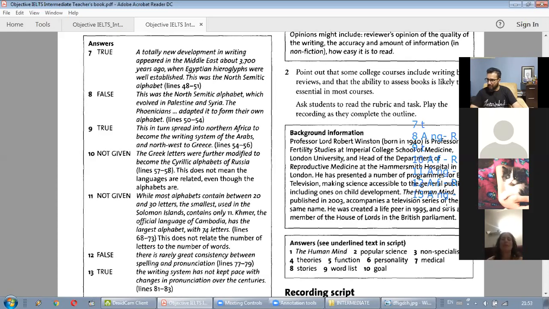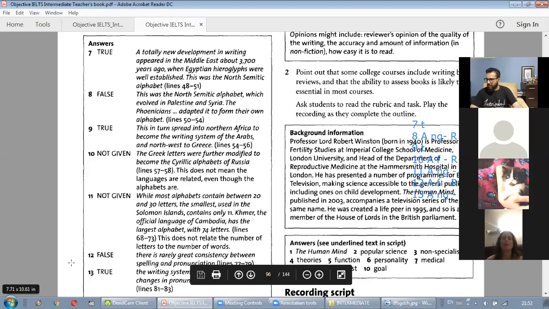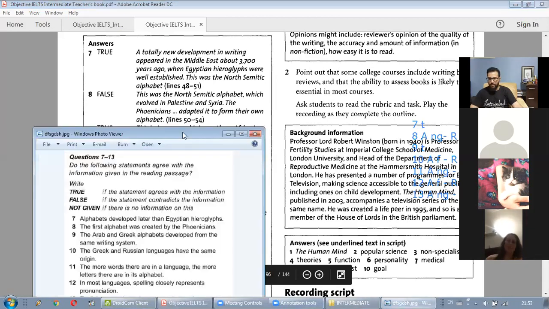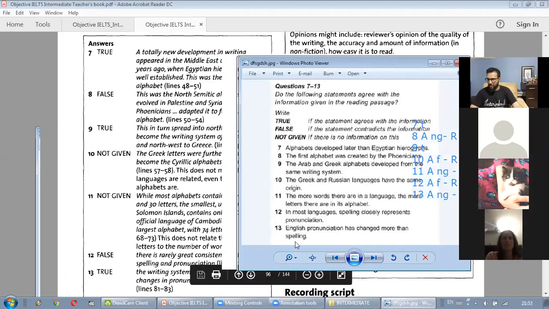12 was correct. The last one, not given, true, not given. Why did you say not given? I don't understand. Because here it's almost the same. If you check 13, English pronunciation has changed more than spelling. And this is exactly the same as what's written here.